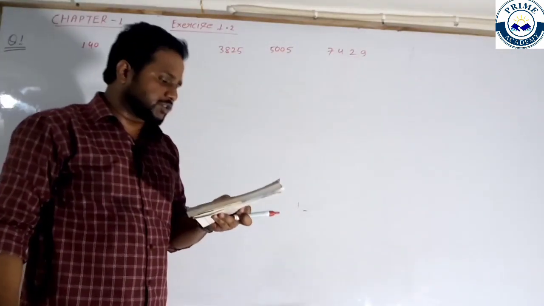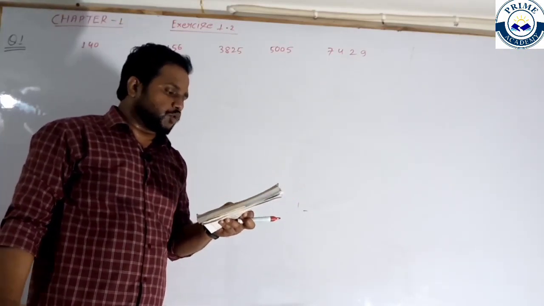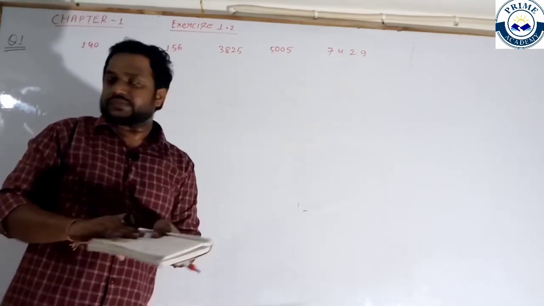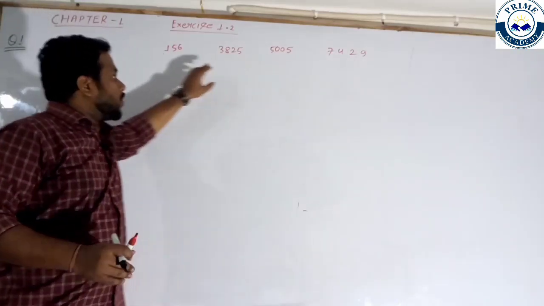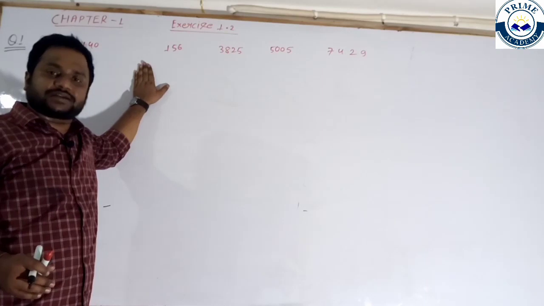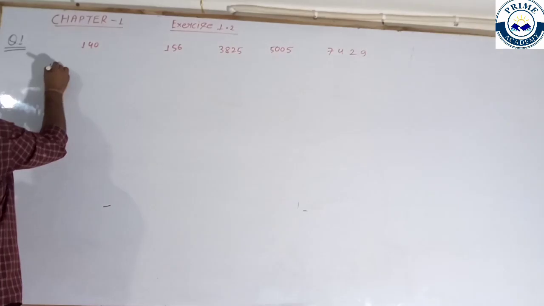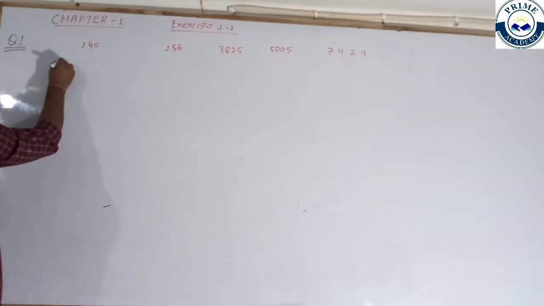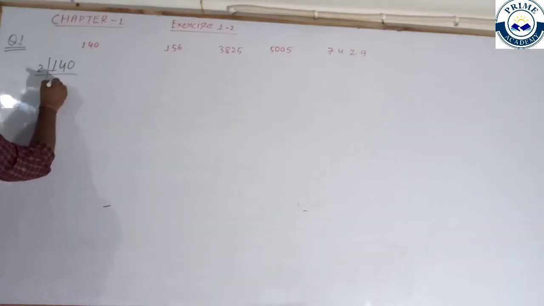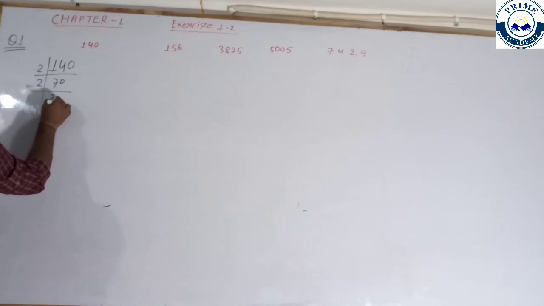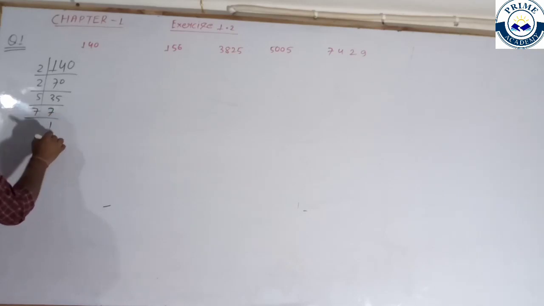According to this question, he has asked: express each number as a product of its prime factors, right? So we know that these are all composite numbers, and all composite numbers are made of a product of prime numbers. So here is 140. How can we calculate this 140? You just simplify in this manner. You will get 70, 35, 5, 7, then 1.